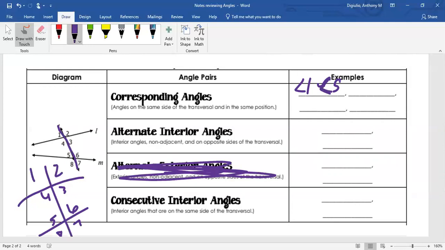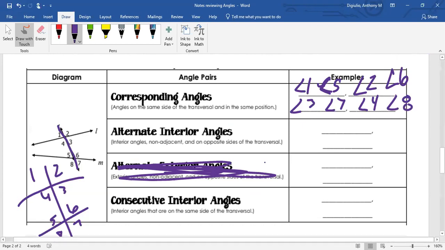Other corresponding angles would be angle 2, top right, and the top right on the bottom, which would be angle 6. Same with bottom right, which would be angle 3 and angle 7. And last but not least, angle 4 and angle 8 are both in that bottom left position. So that's what we mean by corresponding angles: same spot, different group of 4.